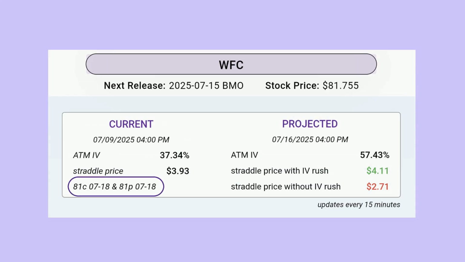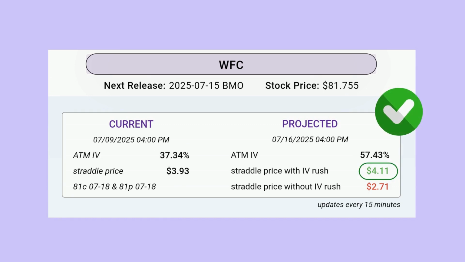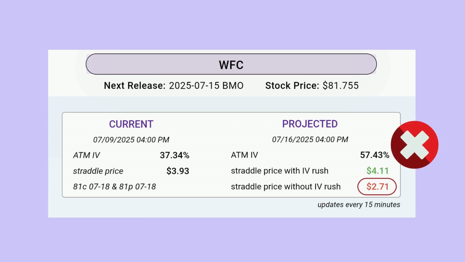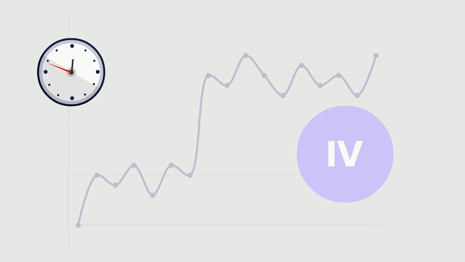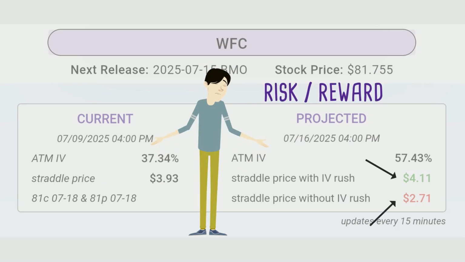For WFC, the $81 strike straddle expiring July 18th, with an IV of 37%, is currently priced at $3.93. With a projected IV expanding to 57%, it's expected to rise to $4.11 by the close of the last trading day before earnings. However, in a worst-case scenario where IV fails to expand and theta decay takes full effect, the straddle's value could drop to $2.71. These projections are updated in real time to reflect how IV is actually evolving, giving you a dynamic view of potential outcomes. So far, the risk-reward profile for WFC doesn't look particularly compelling.